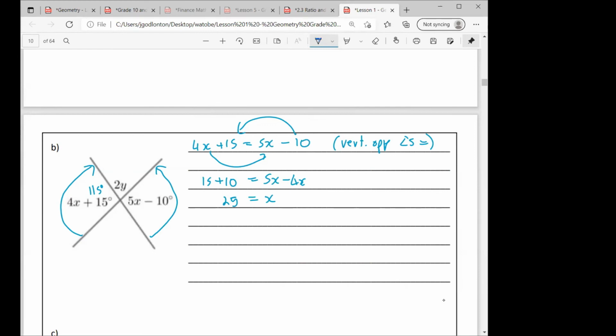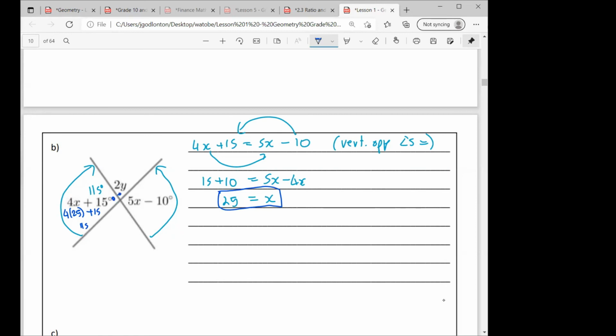Okay, so I get the 115 because I know that this x is 25. And so 4 times 25 plus 15: 4 times 25 would give me my 100, and 100 plus 15 will give me 115. So I just substituted for there. Don't worry if you've got a decimal. Decimals aren't bad.